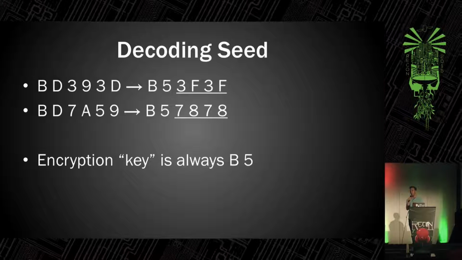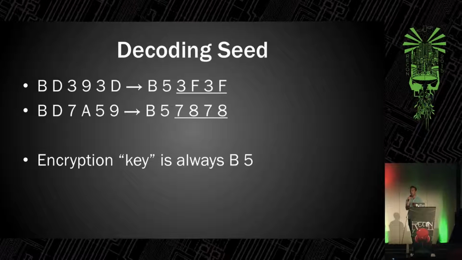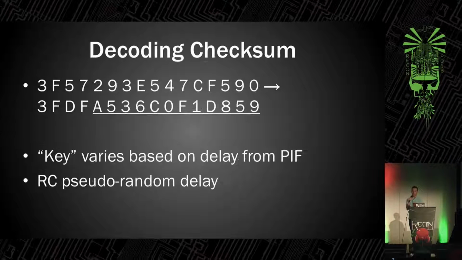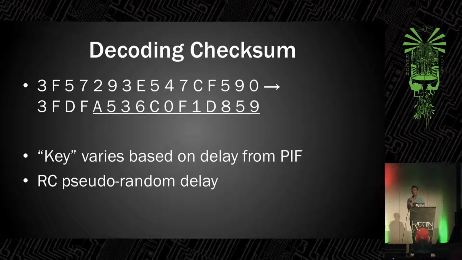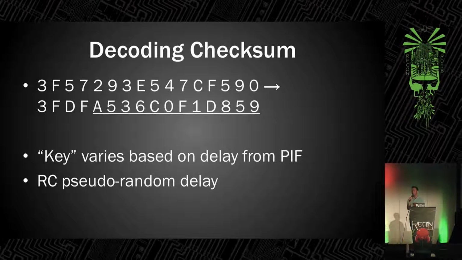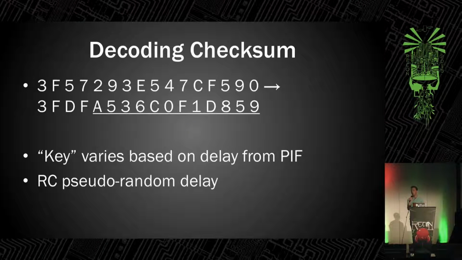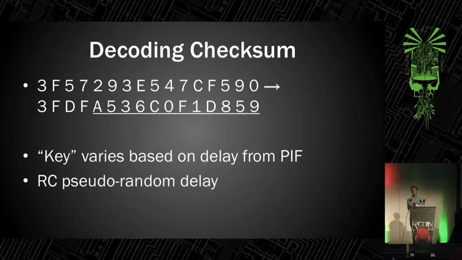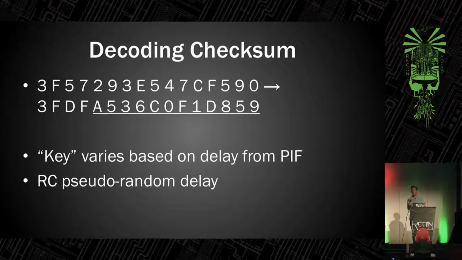Interestingly enough, when the system boots, this encryption key, the first 2 bytes there, or first 2 nibbles rather, are always B5. The checksum's a little bit more interesting. It's longer for one thing, and then it uses a 4-nibble quote-unquote key. And this value actually varies depending on a delay from the PIF. There's a random period of time that the PIF waits before telling the SIC, okay, send me the checksum.